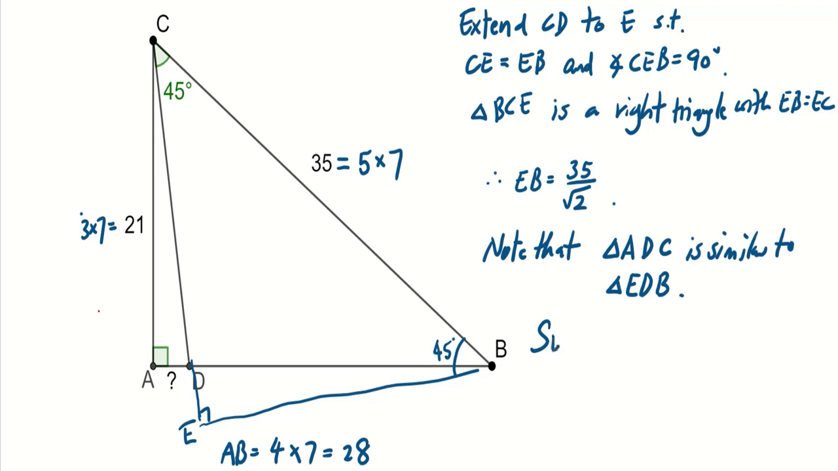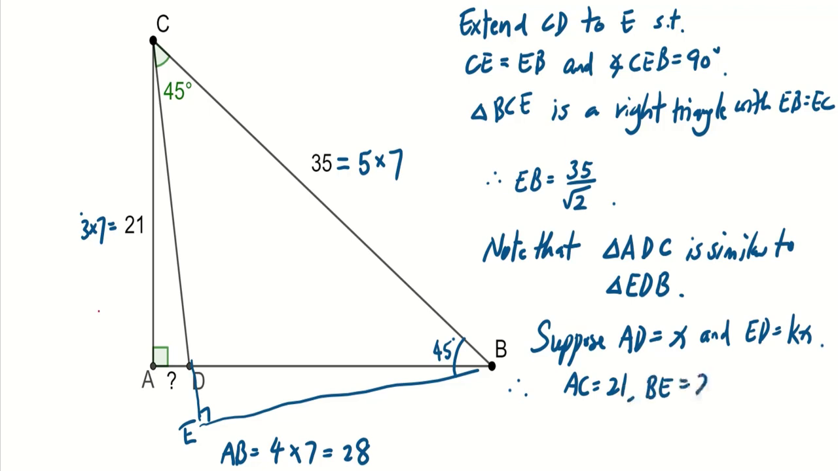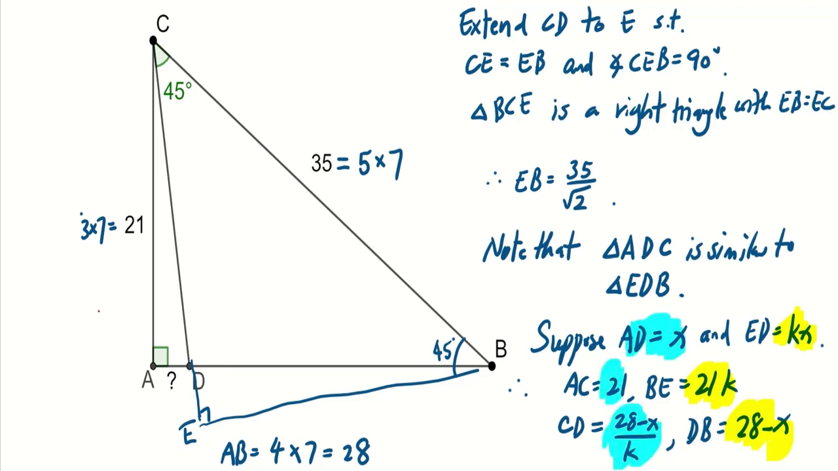Now suppose AD is x and ED equals kx for some k. Since AC equals 21, then BE will equal 21k and CD will equal (28 minus x) over k, because DB is equal to 28 minus x. This is true because these two triangles are similar. Since they are similar, the ratio of the corresponding lengths will always be the same. In this case, I make it 1 to k. And we need to do some calculation now.